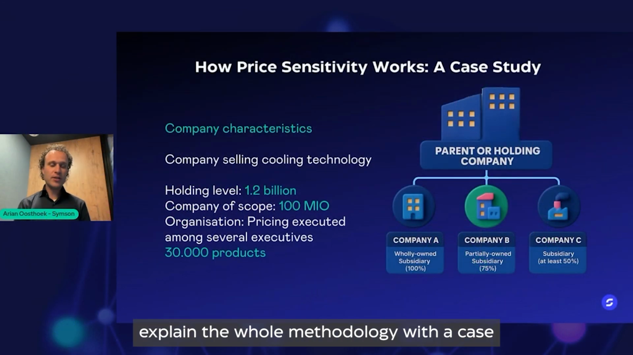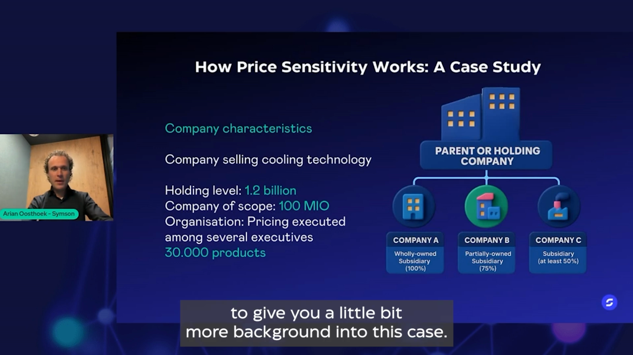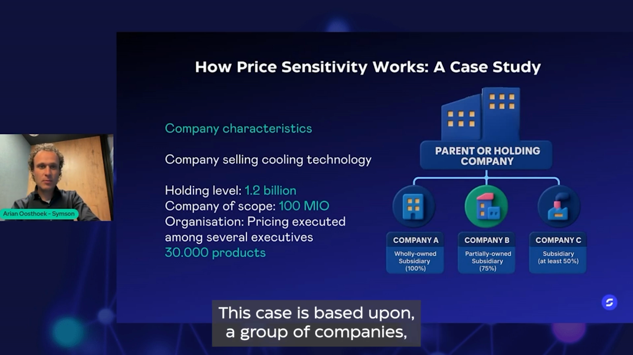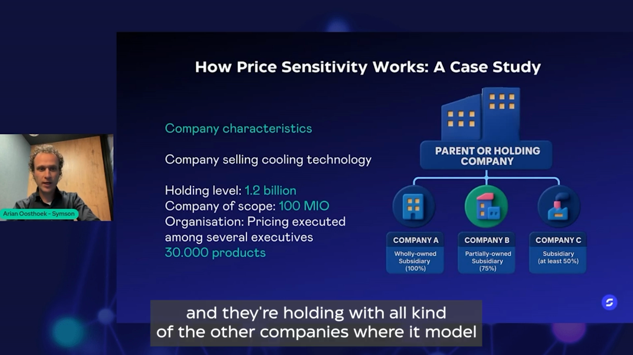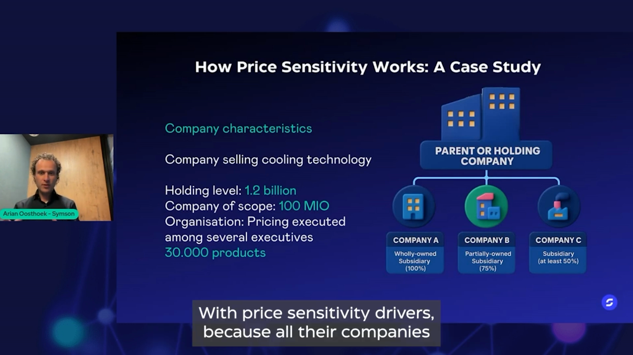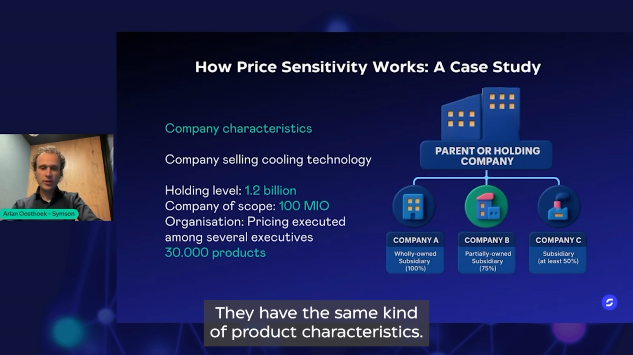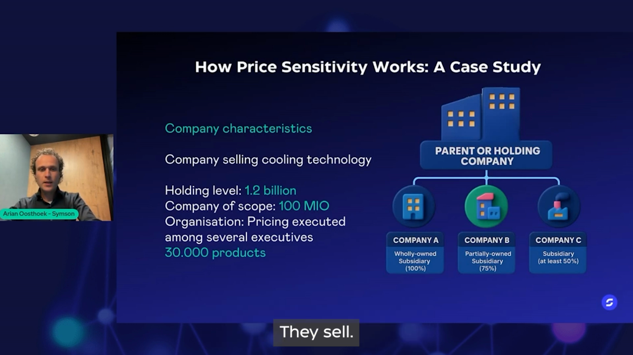I'd like to explain the whole price sensitivity methodology with a case. To give you a little bit more background, this case is based upon a group of companies, a mother holding with all kinds of daughter companies, where this mother holding is really looking for a kind of single source of truth, which they can apply with price sensitivity drivers, because all their companies, the daughter companies, are similarly organized. They have the same kind of product characteristics they sell.